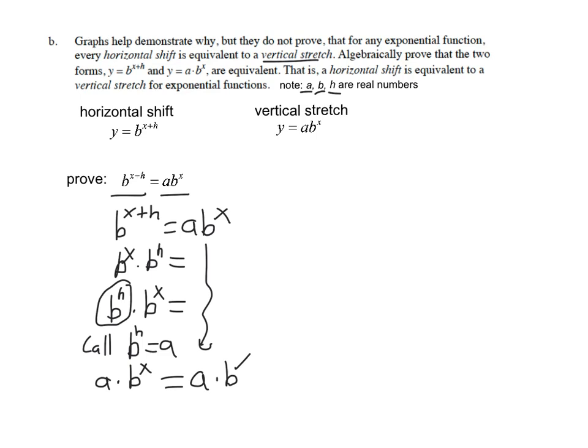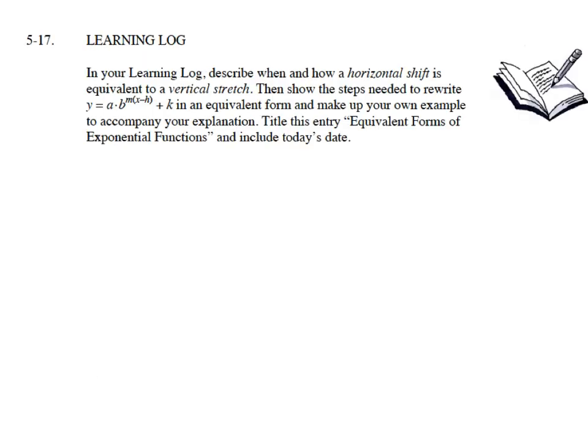If you want to take a look at the next slide, feel free. In your learning log, describe when and how a horizontal shift is equivalent to a vertical stretch, then show steps needed to rewrite a times b to the m times x to the h plus k in an equivalent form and make up your own example. Title this Equivalent Forms of Exponential Functions. If you want to pause this and try to simplify this or write it in an equivalent form, please do so, and then you can come back and check your work.